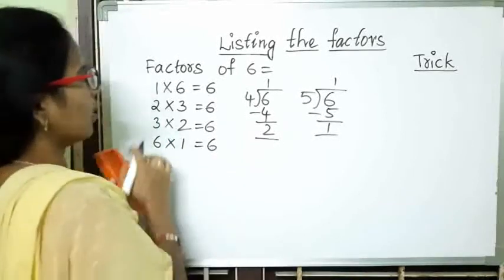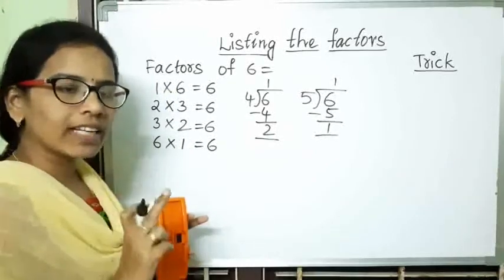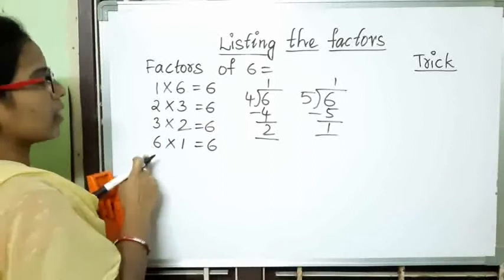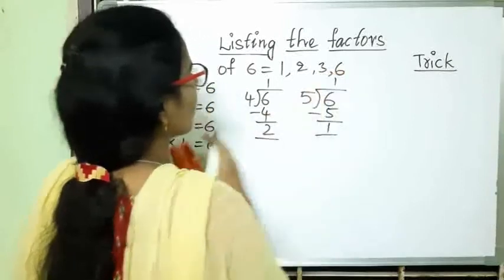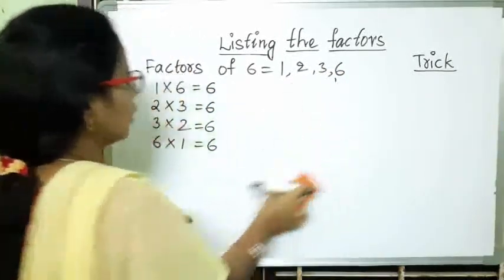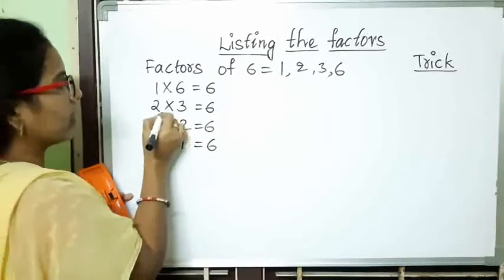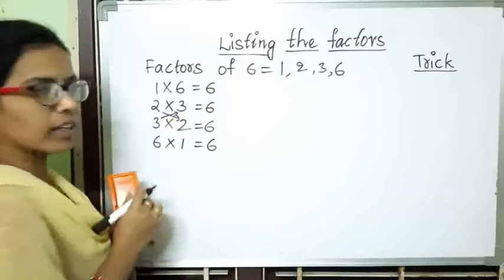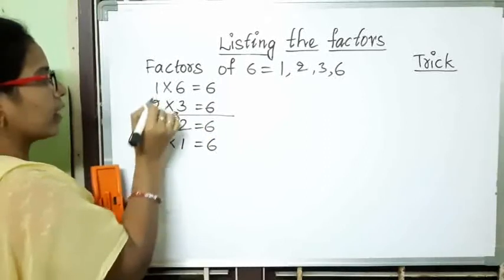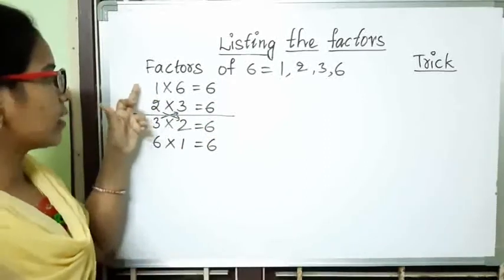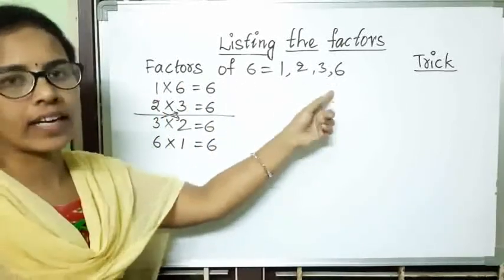Here if you observe, 1, 2, 3, 6 are repeated, so we can take them only once. So the factors are 1, 2, 3 and 6. These are the factors of 6. If you observe here, 2 times 3, 3 times 2, the numbers are interchanged. When the numbers are interchanged, you can stop here. Now we can consider the factors as 1, 2 and on this side 3, 6. We got the same factors.